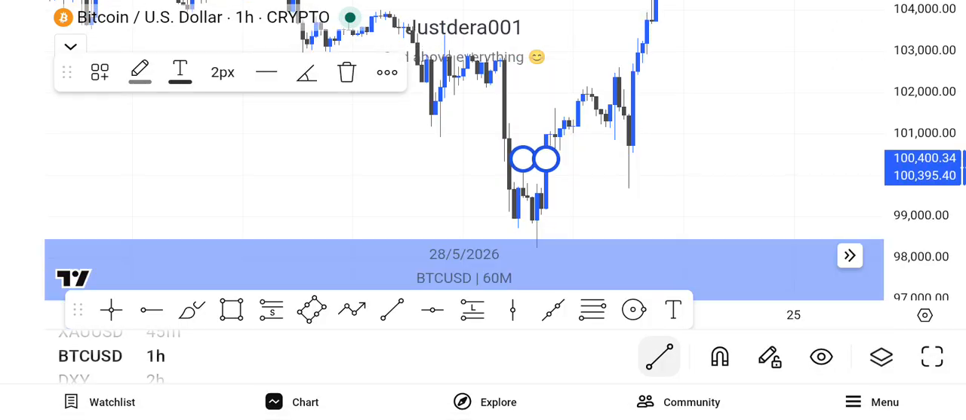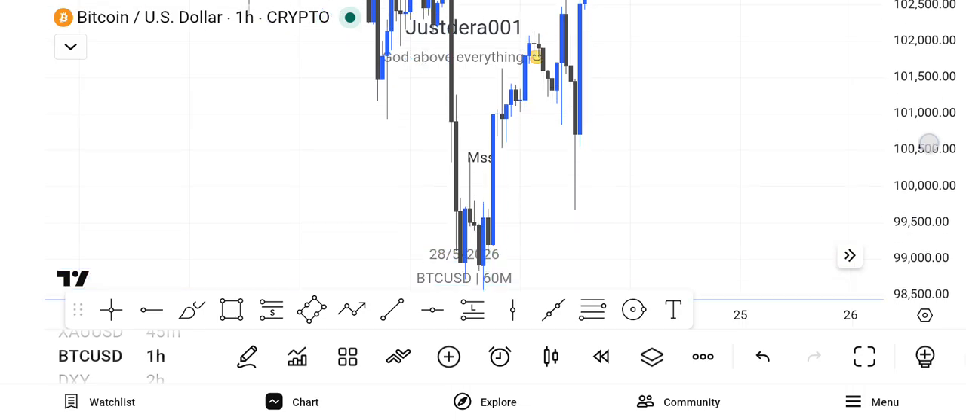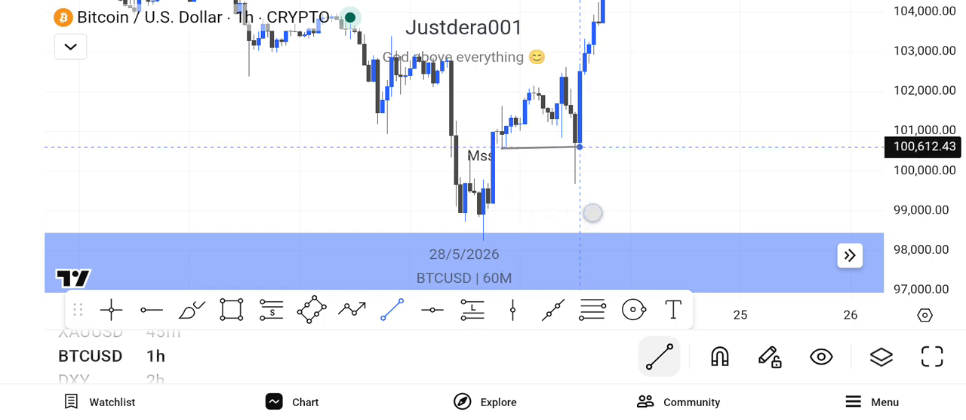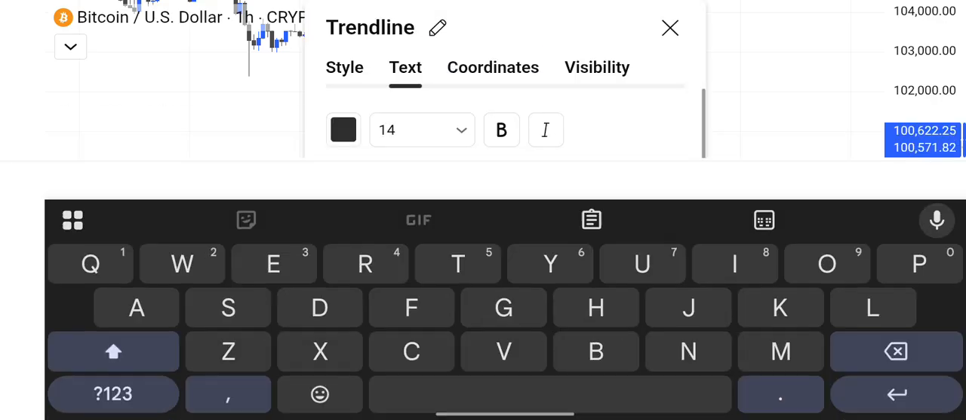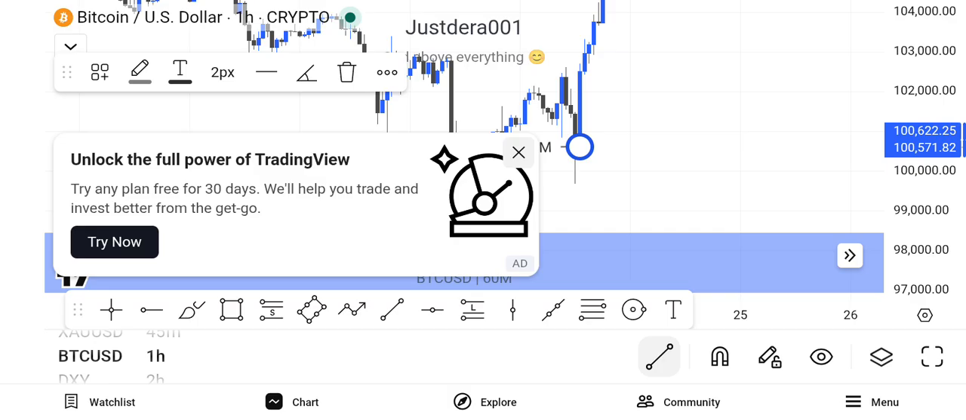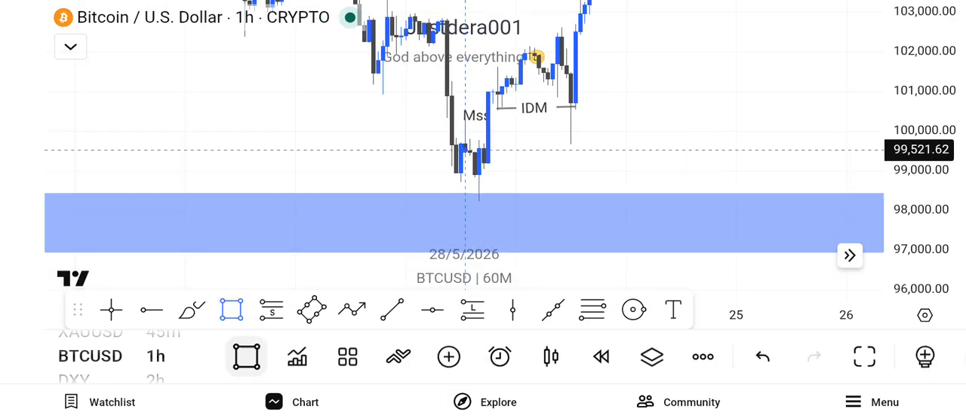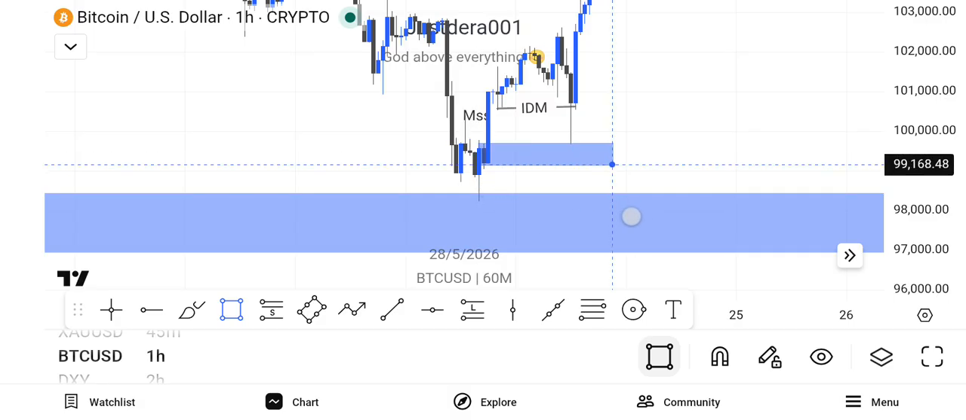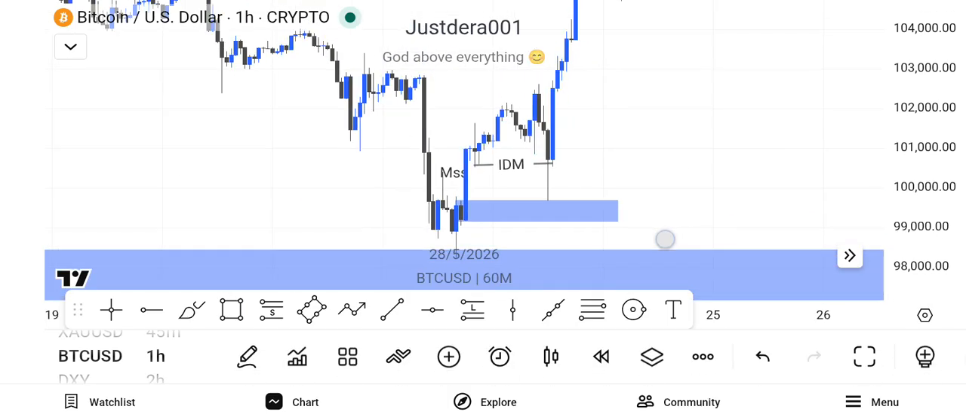So after this MSS was created, you guys already know what an inducement is. I think I did an inducement video on my last video of how I got my GU. So this was the inducement. After the inducement, then this other block here, because the wick of the other block is smaller than the body, you're picking the entry from the wick. So this is how we got the entry from this particular zone here.